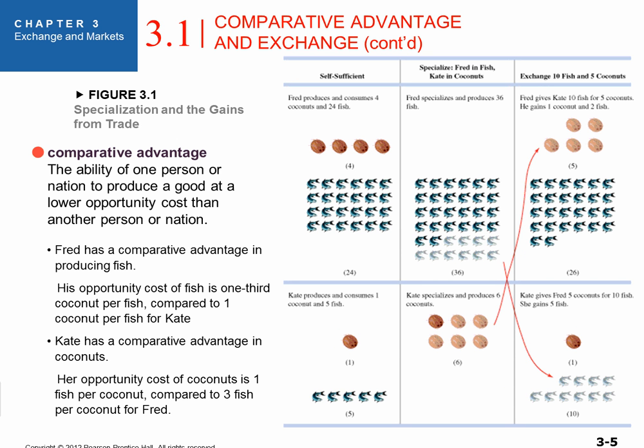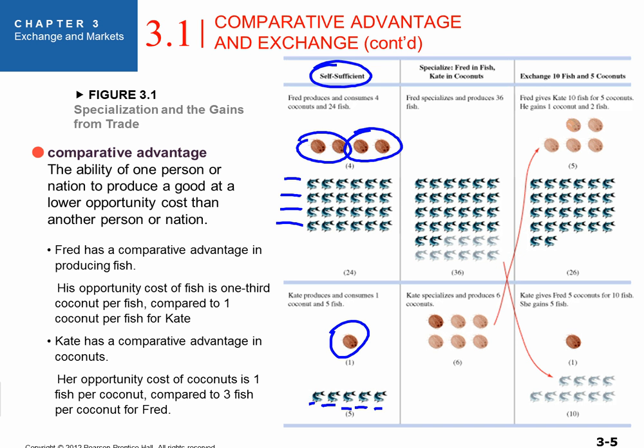If both individuals decide they want to be self-sufficient, then in a 6-day work week, Fred could grow or harvest 2 coconuts on the first day, 2 on the second day. Then he could catch 6 fish here, 6 fish here, 6 fish here, 6 fish here, for a total of 24 fish and 4 coconuts. Kate, if she works all week on a 6-day week, she might choose to grow 1 coconut and then 1, 2, 3, 4, 5 fish.